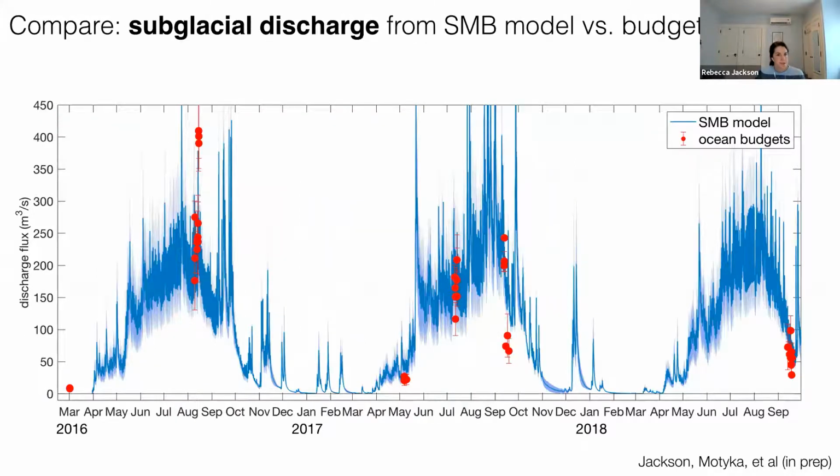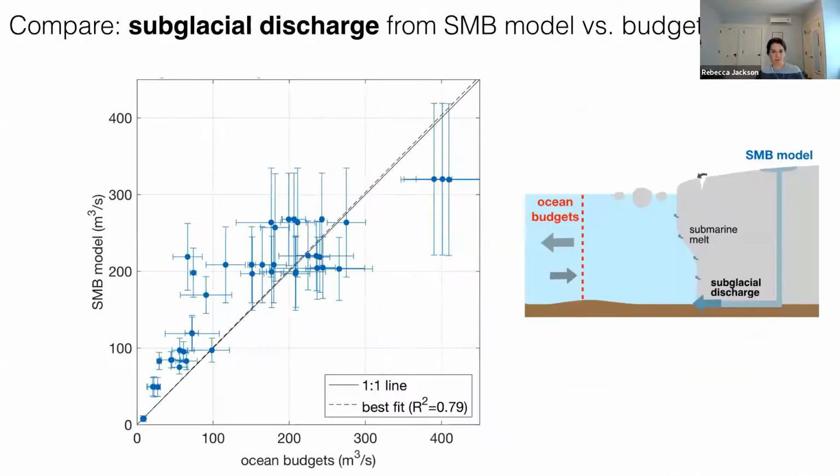Okay, and the first thing we can do is compare subglacial discharge from the model with our budgets estimate. So I've added here the ocean budget estimates in red dots. And you can see they match up fairly well, except when they don't quite as well. But we can look at this a little more in detail by plotting, for these time periods where we have both estimates, the surface mass balance model versus the ocean budgets. And you can see that the best fit in the dashed line here is really pretty close to the one-to-one line with an R-squared value of about 0.79. So this does pretty well, or at least definitely better than I expected.